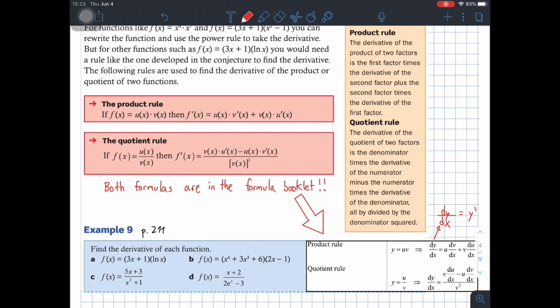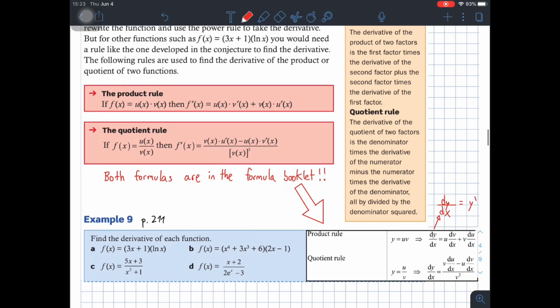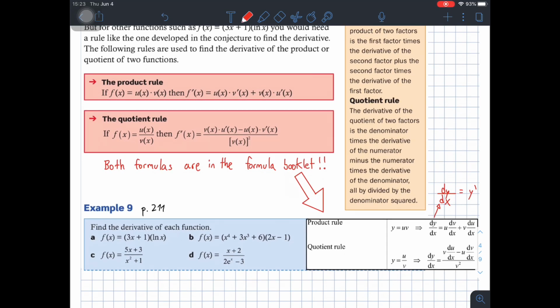And then we have the quotient rule, which is if f of x equals u divided by v instead of multiplied by v, then the derivative follows this rule. It's v times u prime minus u times v prime, divided by v squared, okay? So you're going to see both of these formulas are actually in the formula booklet, but they're written in a slightly different way, but the idea is obviously the same.